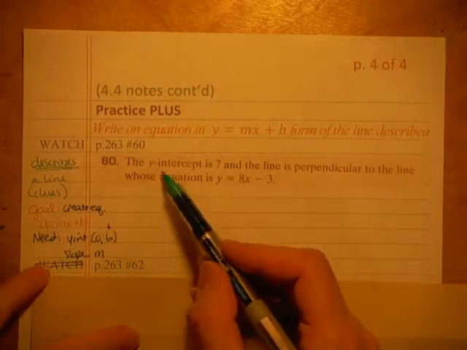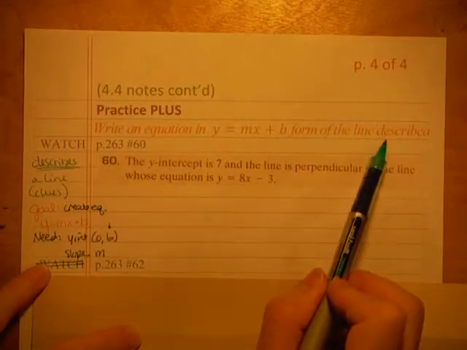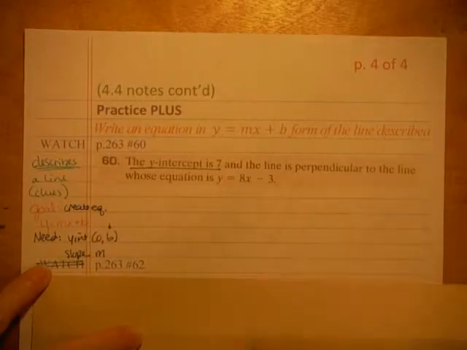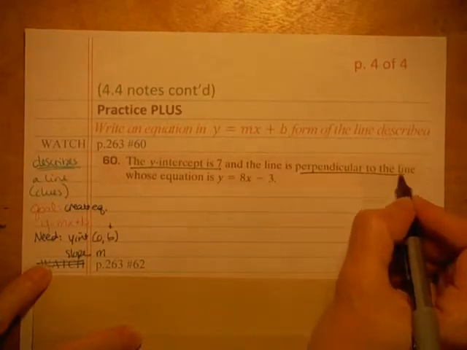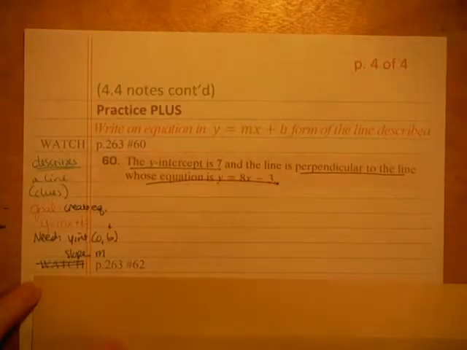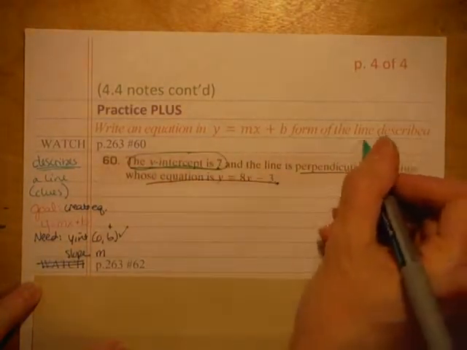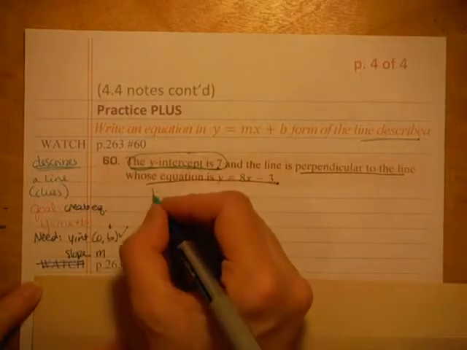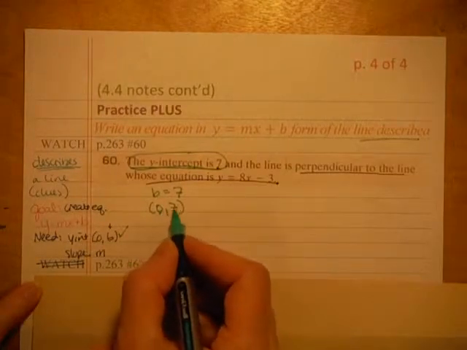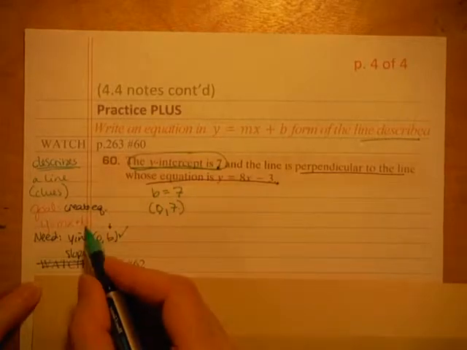So let's see, they're going to give us some clues to those two pieces. So we're going to write an equation for the line that's been described. They're describing the line now. The y-intercept is 7, and the line is perpendicular to the line whose equation is y equals 8x minus 3. So there's two things we need. We need the y-intercept. Okay, they just told us what the y-intercept is. The y-intercept of the line that's being described is 7. That means our b is equal to 7. It crosses the graph at the y-axis at 0, 7. Okay, so all we need is this value of 7. B equals 7. We have part of the equation already now.